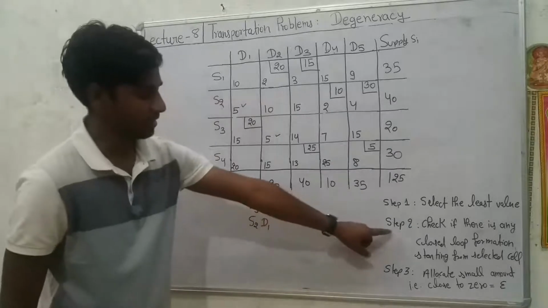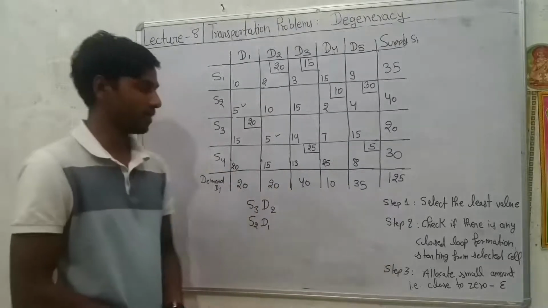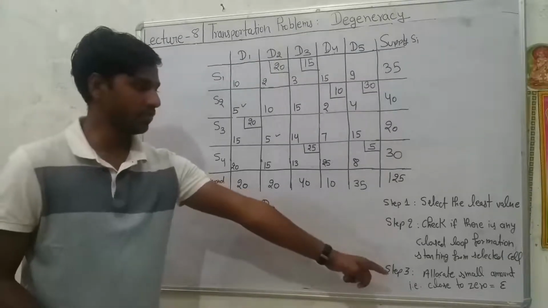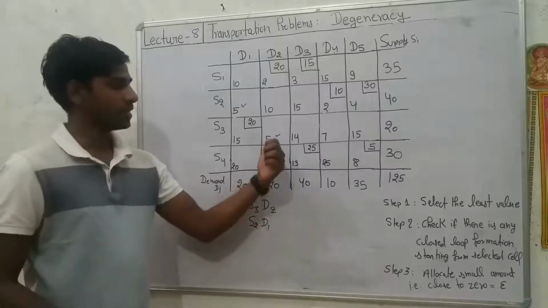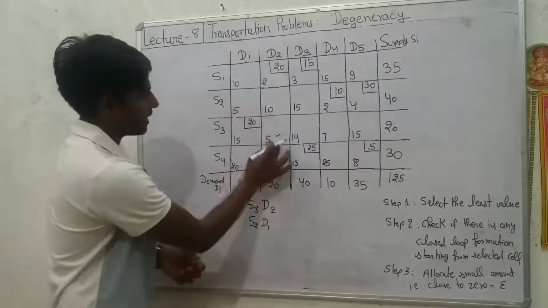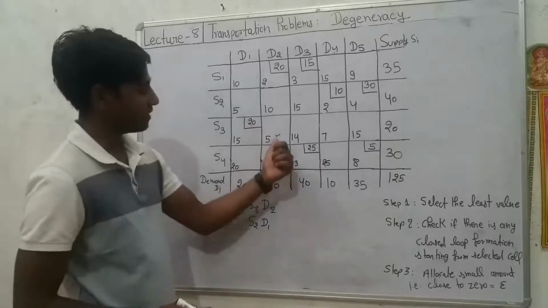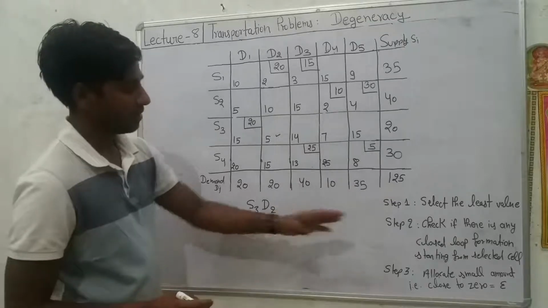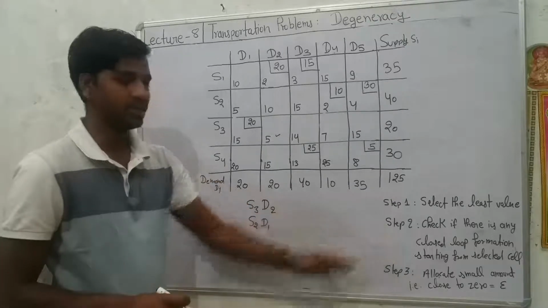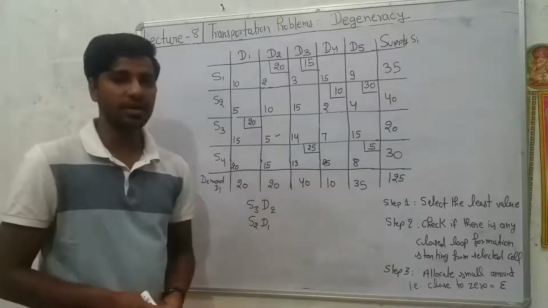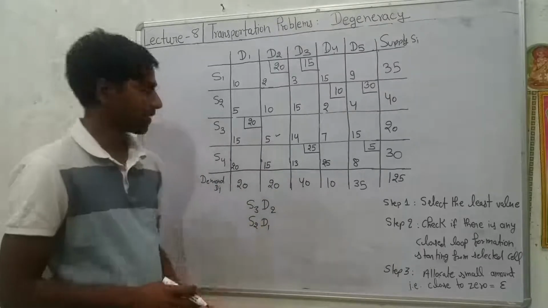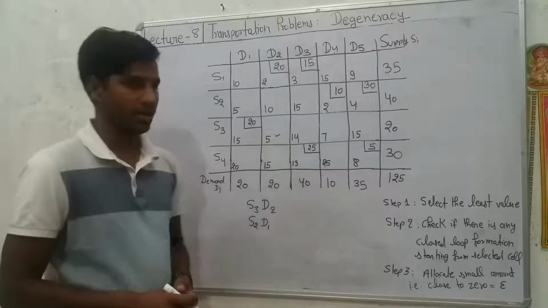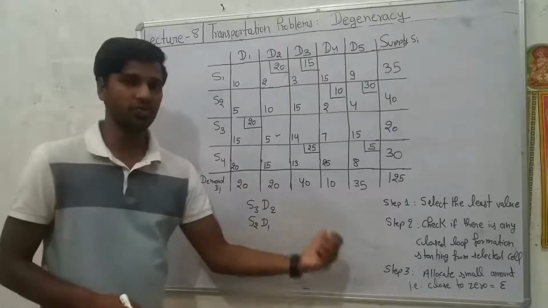Now come to the second step. The second condition is that we need to check if there is any closed loop formation starting from the selected cell. Like if we have selected this one, then we have to test if there is a closed loop formation or not. The basic condition we have to test in this step is that the cell should be independent. What is the meaning of independent? It means that there would be no closed loop formation from this cell. If that is the case, only then can we move ahead.